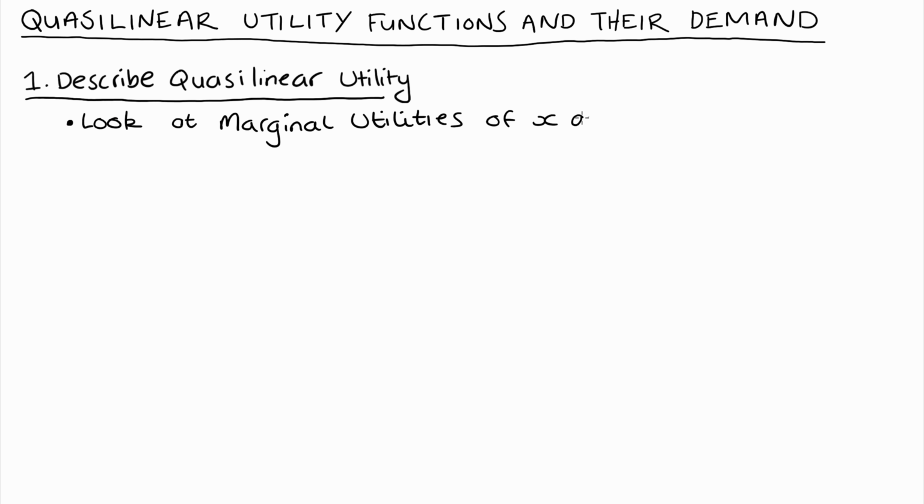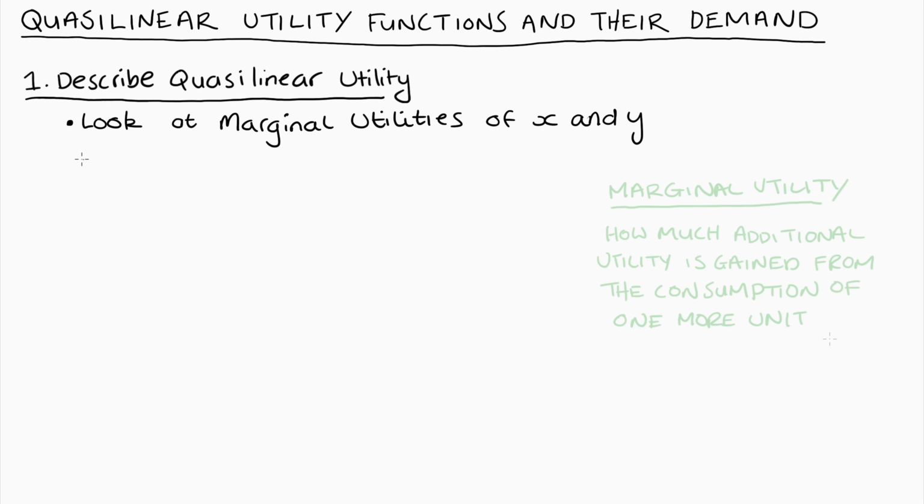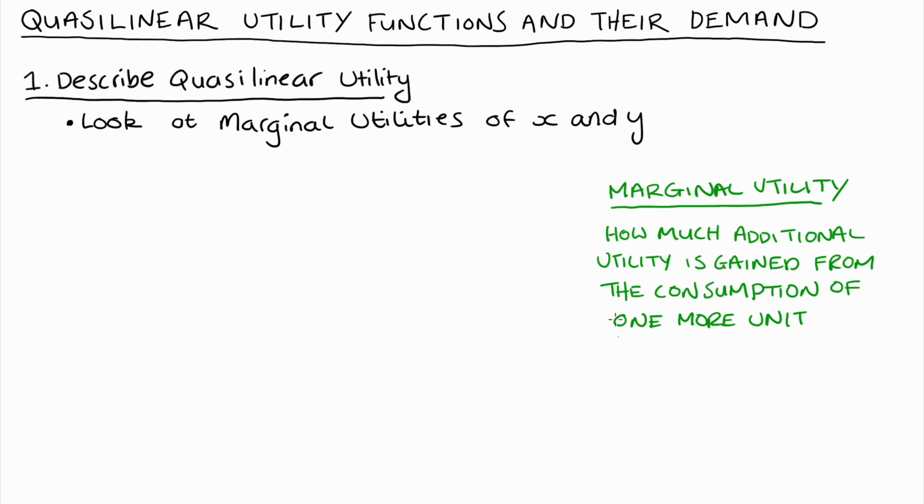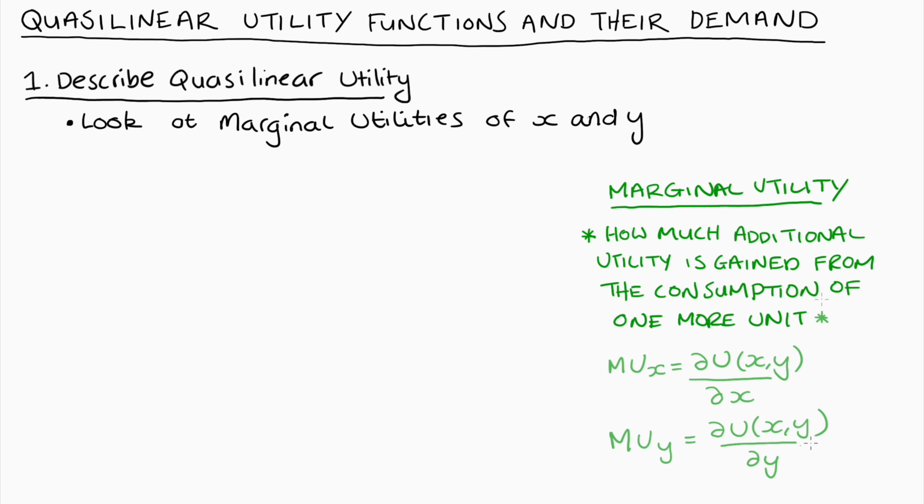The next thing I'm going to think about is the marginal utilities of X and Y. So the marginal utility of each of our goods is going to tell us about how much utility our consumer gets from the consumption of each marginal unit that they consume. We're going to find our marginal utility by taking the partial derivative of our utility function with respect to each good.